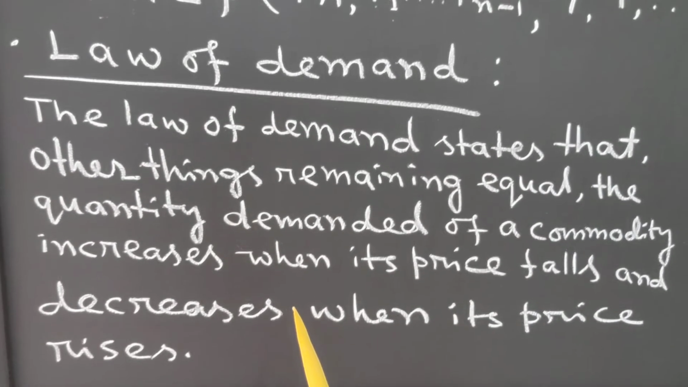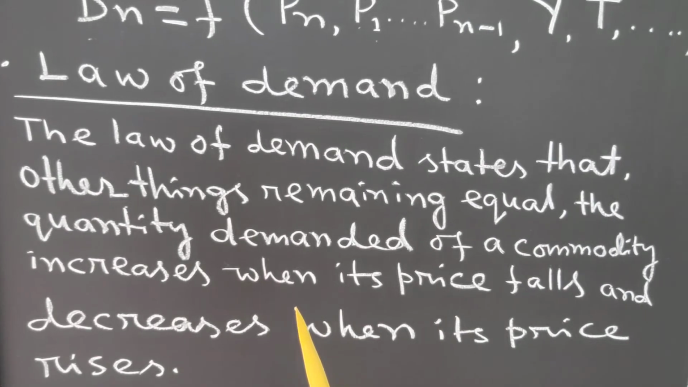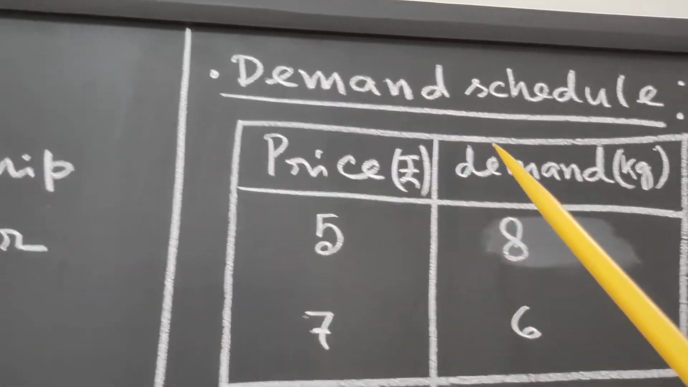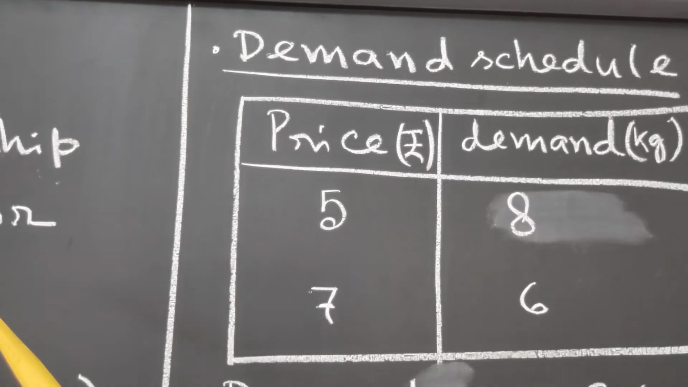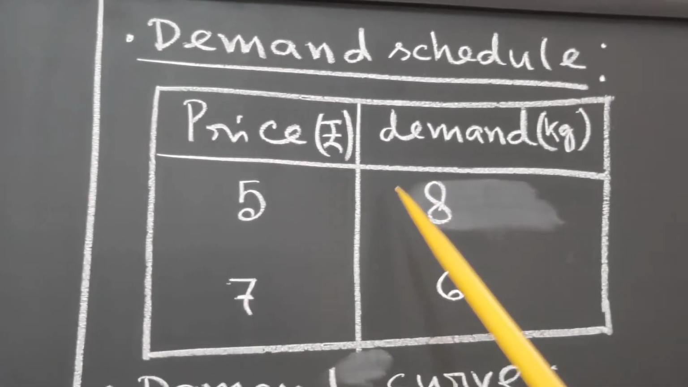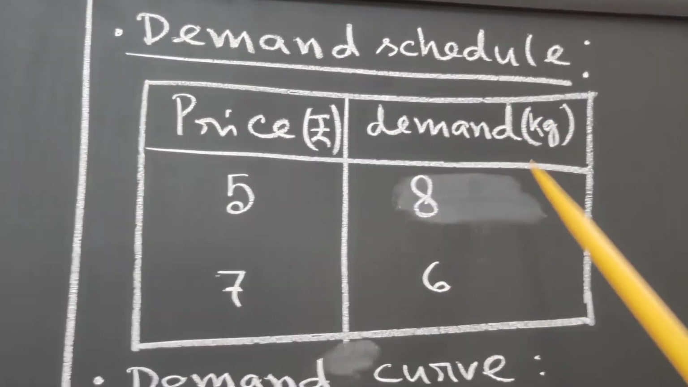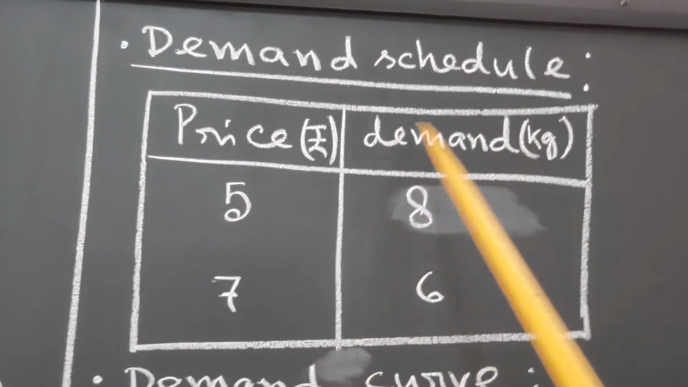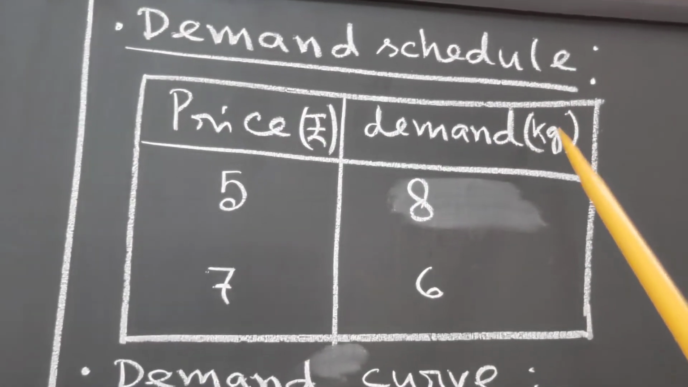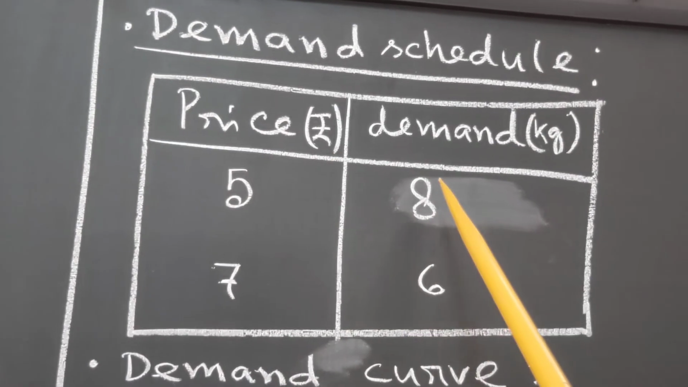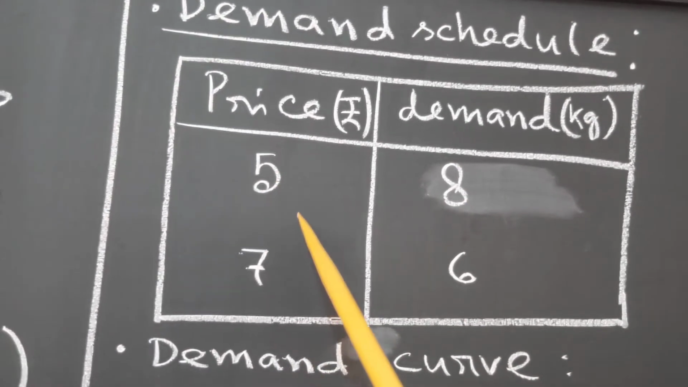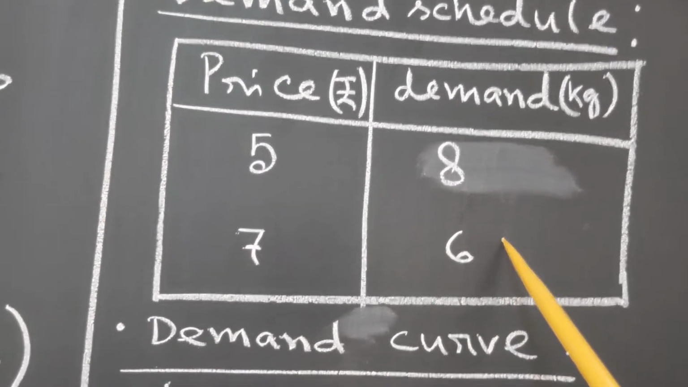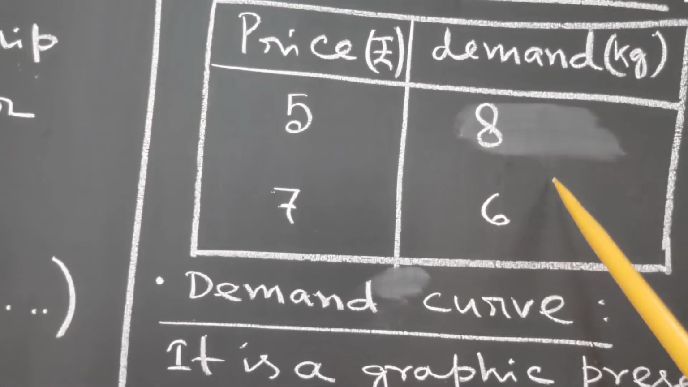So now we will explain demand schedule and demand curve. Now come to the demand schedule. I already explained the law of demand. On the basis of the law of demand, we can present it in tabular form. Here price in rupees, demand in kg. We can easily mention rupees 5, demand 8 kg. Price increases from 5 to 7, that means demand will decrease. That's why 6. This is just an example, no need to measure anything. Just say the opposite relation.